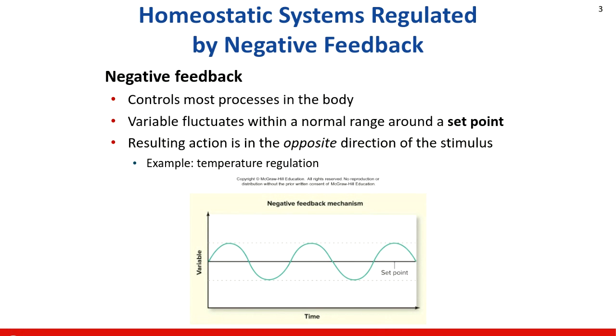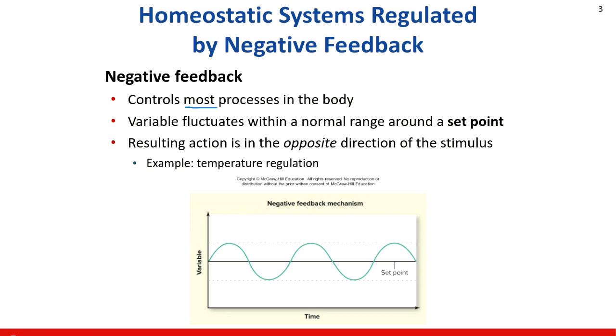Like with most things in nature and in biology, our systems are regulated. So when we talk about the homeostatic systems, they're regulated through two processes: the negative feedback loop and the positive feedback loop. The first one, the negative feedback loop, is much more common. It controls most of the processes in the body.